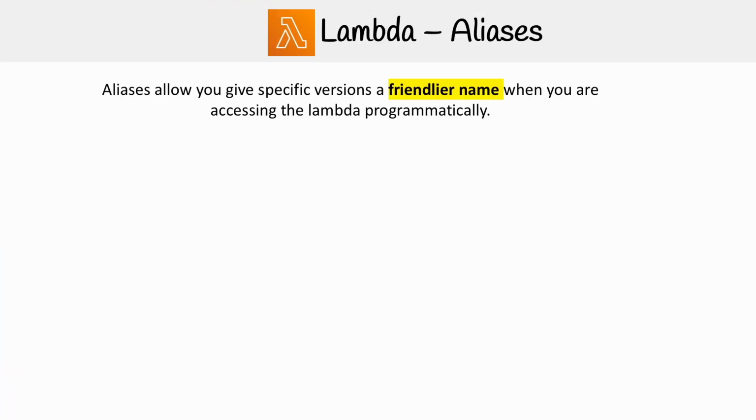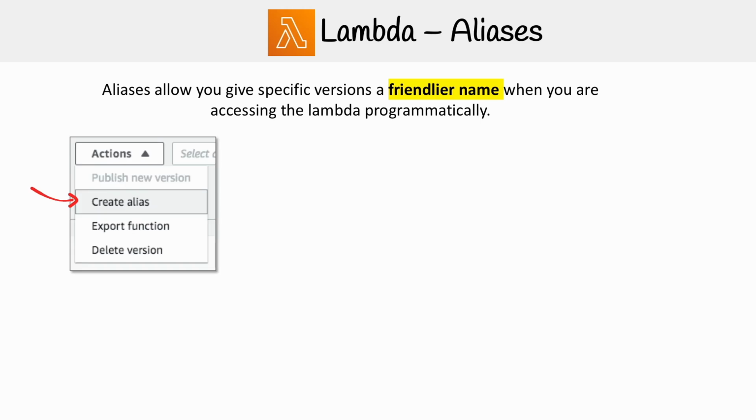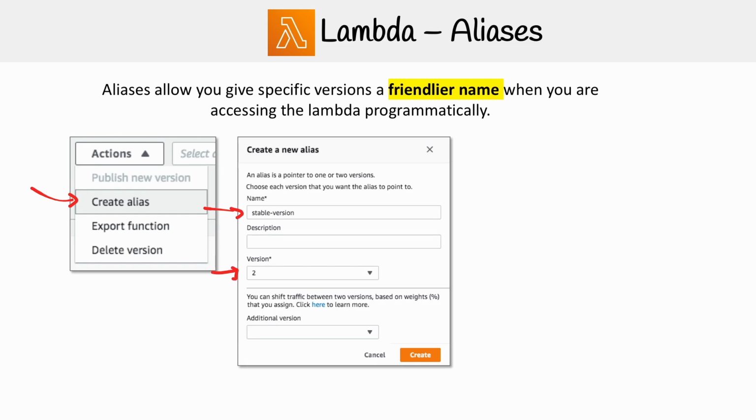So let's talk about aliases. And so aliases allow you to give specific versions a friendlier name when you are accessing that Lambda programmatically. So the idea is it's right under the publish new version. So you create an alias, then you name the alias that you want it to be. You choose the version, and apparently you can assign it up to actually 2 different versions and then do weighting. So I guess it's kind of a cool way of doing like A/B testing, or like having a production version and then another version. So that would be a great way for that kind of testing.